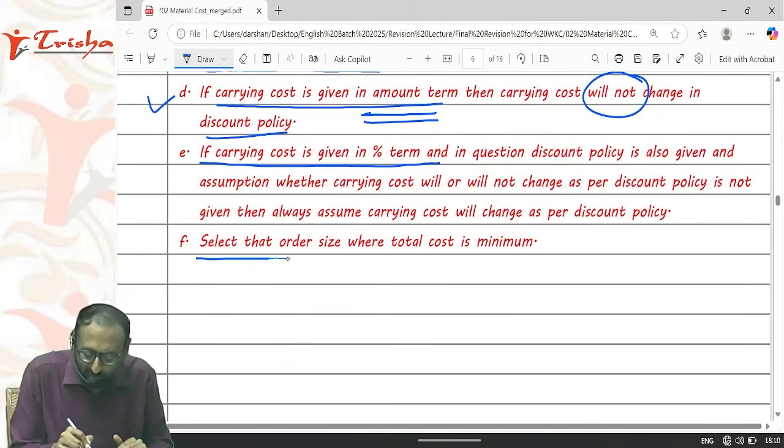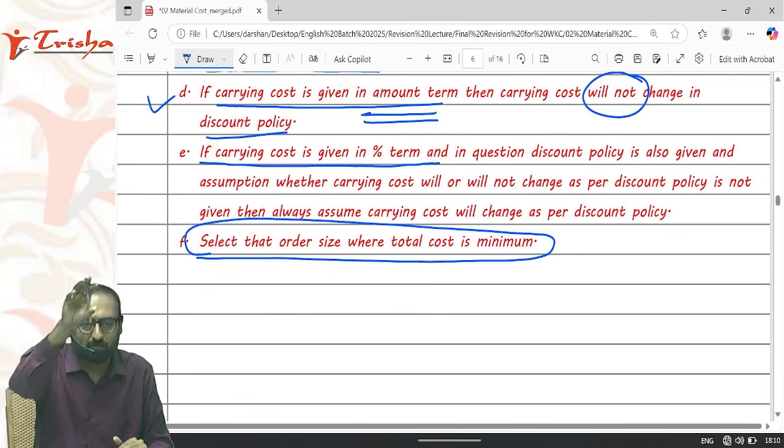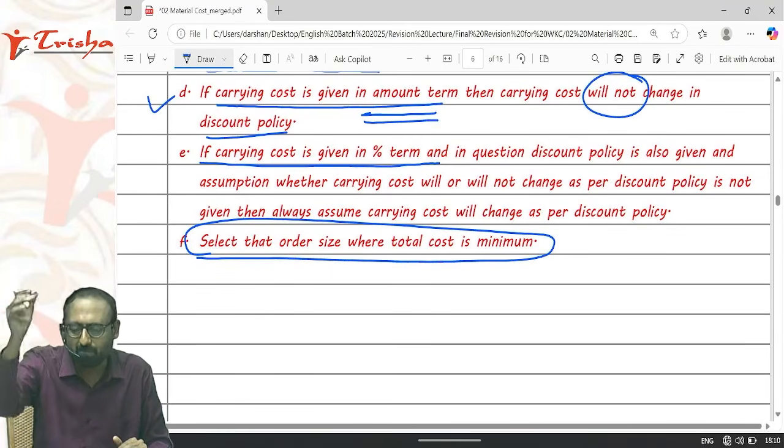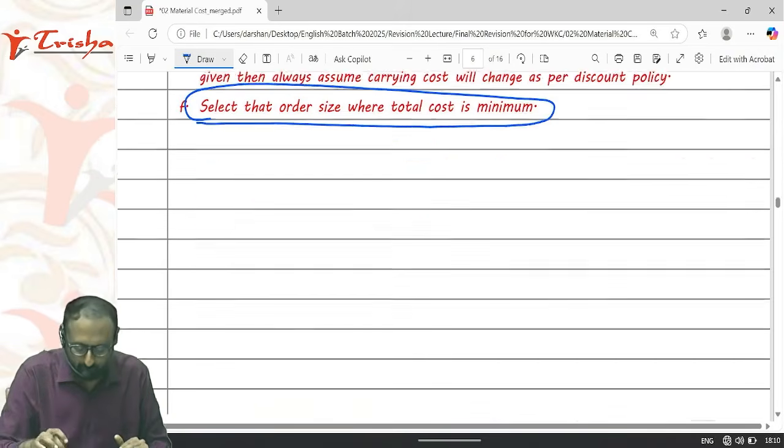You will have to select that order where total cost is minimum. Like in the previous question, EOQ is compared with the discount policy. If cost under discount policy is lower, then follow the discount policy. If cost under EOQ is lower, then follow EOQ. Yes, sir.